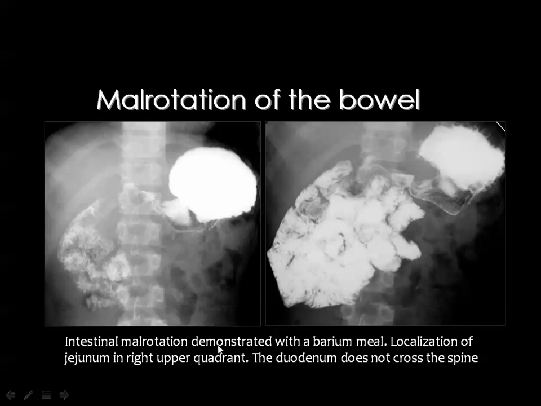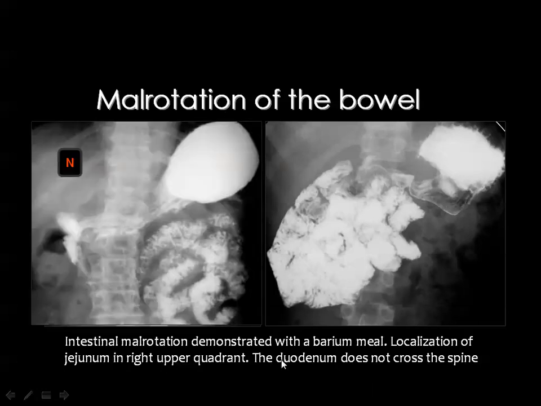This is an example of malrotation of the bowel, and you see the duodenum and the proximal jejunal loops in the early film, and later on they are also located to the right of the spine. This is an indication of malrotation of the bowel. This is the normal appearance: the stomach, the duodenum, and the duodenojejunal junction is to the left of the spine.